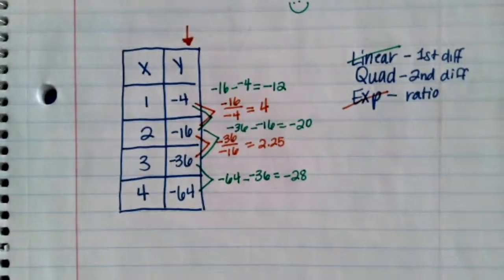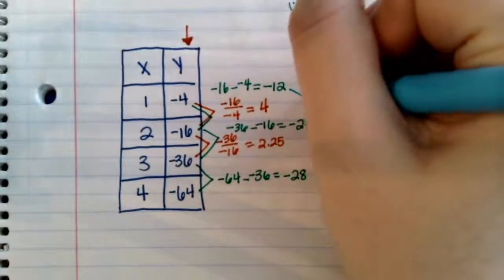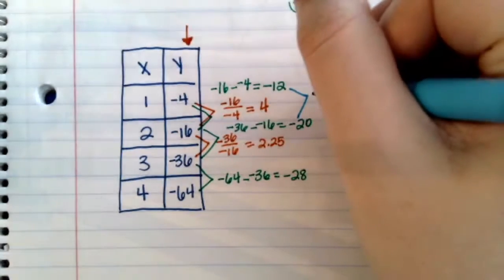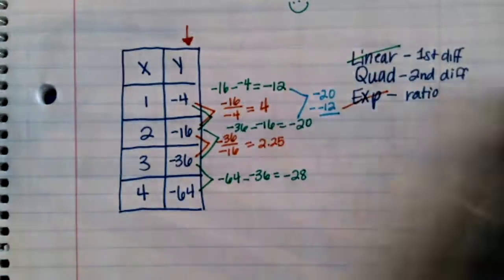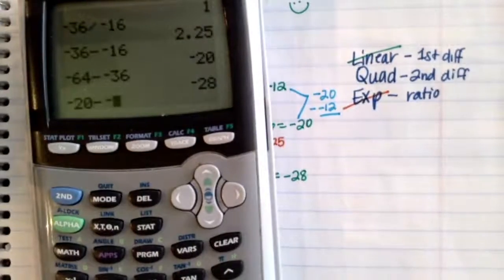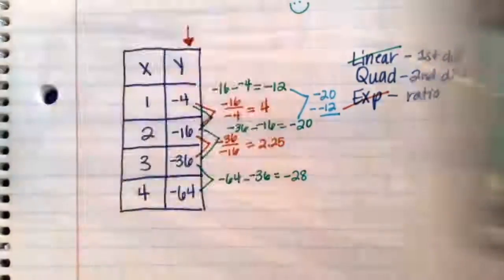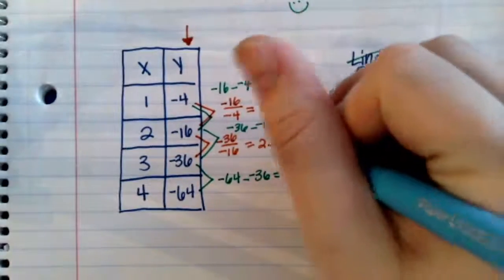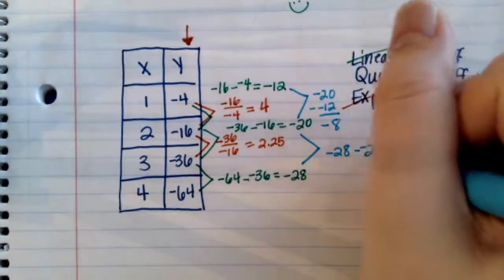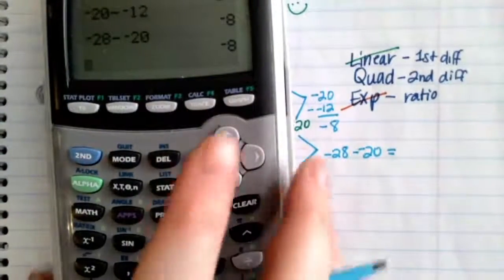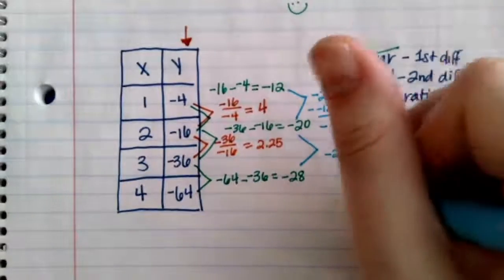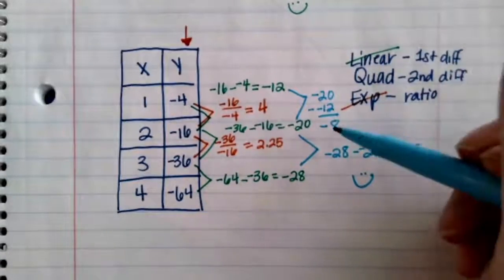And now you want to use those new numbers to find your second differences. So I'm again going to switch color. And I'm going to use these two and find my differences there. So negative 20 minus negative 12, and that gives me negative 8. And then negative 28 minus negative 20 is also negative 8. So my second differences are the ones that are equal. So negative 8 and negative 8.